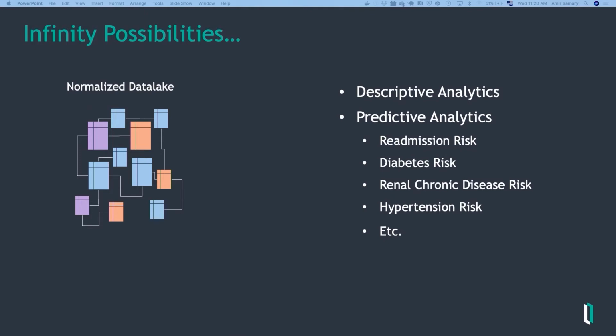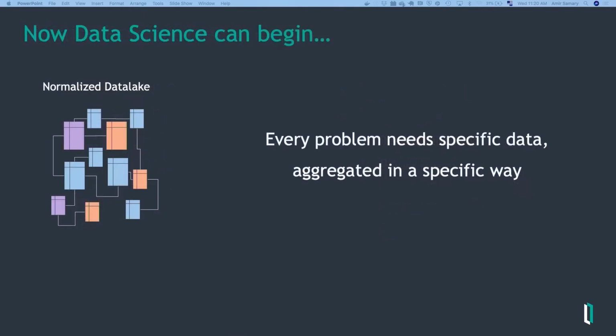But every problem needs different data. Every problem, if I'm predicting some risk, I will pay attention to some aspects of the patient more than others. And we don't really know what is going to weigh in. The model will decide, right? But every model starts with some chunk of data out of this normalized data lake.